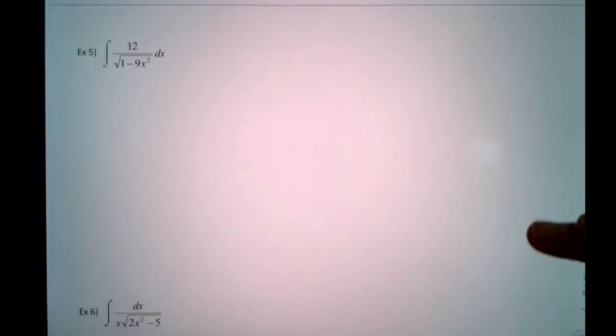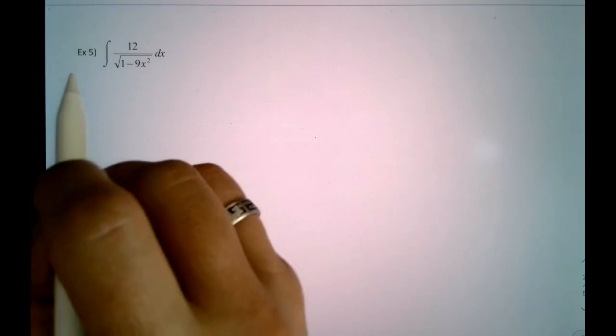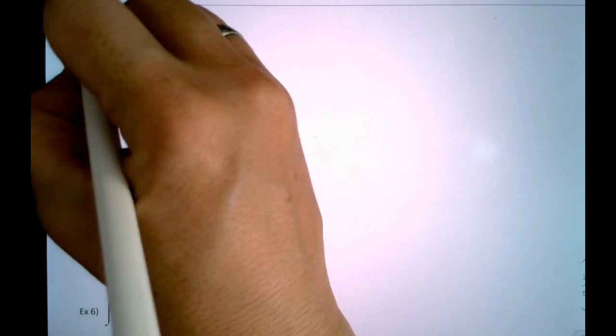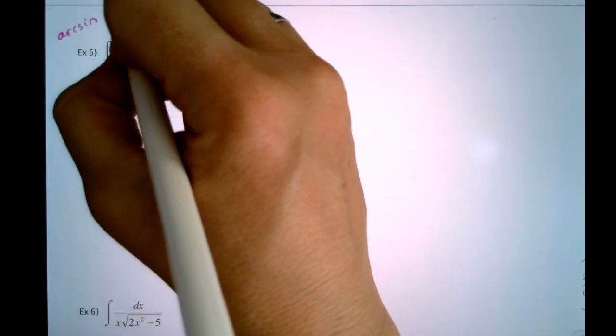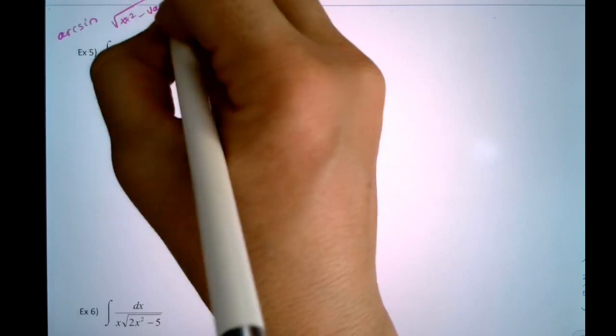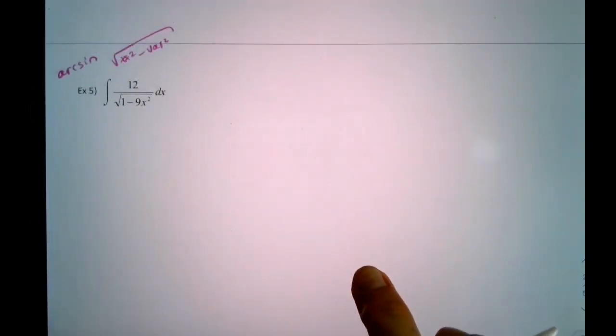So moving on to example 5, I see the same setup in a way. I'm just playing around with some of these numbers here. I see a 12 in the numerator. That doesn't bother me too much because I could just take that 12 out of the integral. That's fine. But again, I'm going to label this as being an arc sine-ish issue because I see the square root and I see a number squared minus a variable squared.